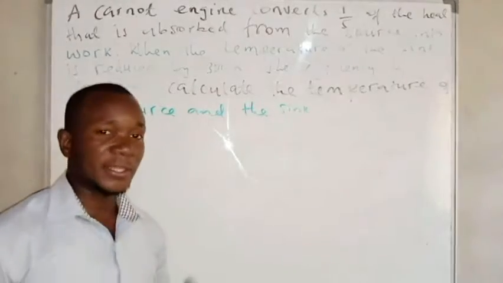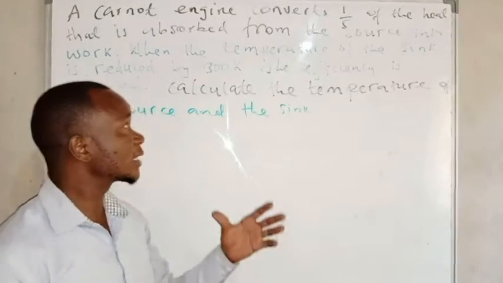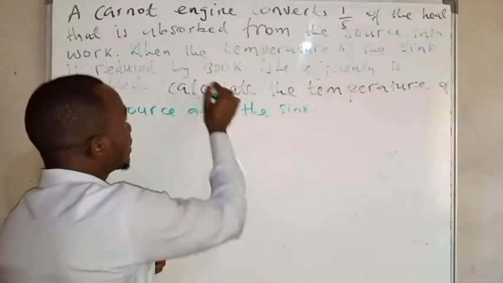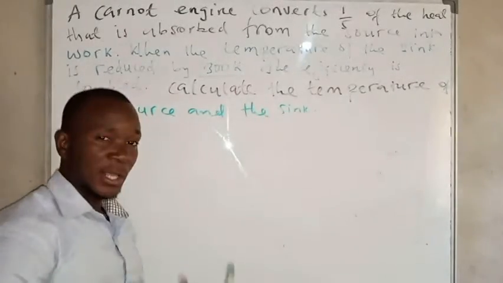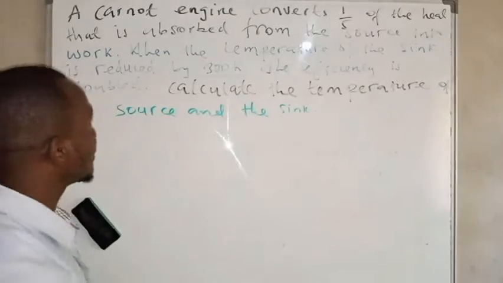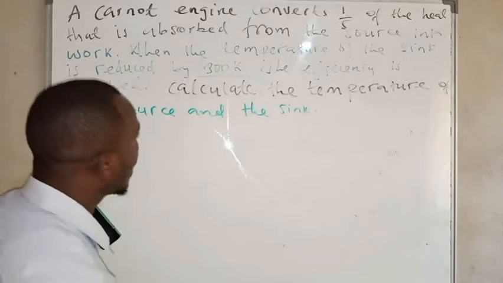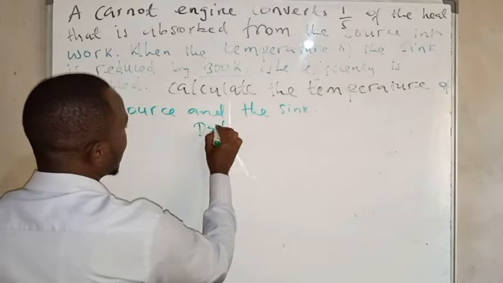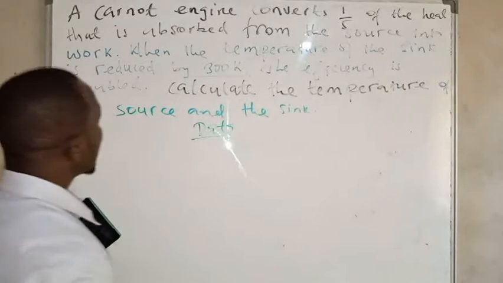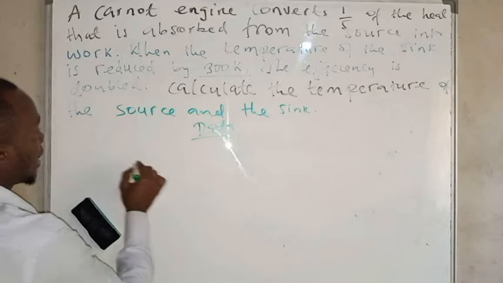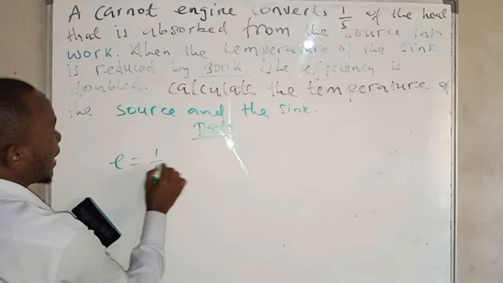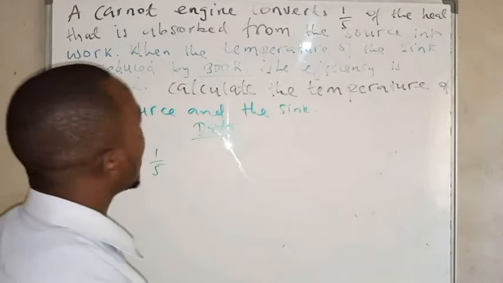So here, the data that we've been given is when the temperature of the sink is reduced by this, then the efficiency doubles. So let's try to carry out some analysis here. Let us analyze the data. The data that we've been given is the efficiency of the machine, which is 1/5. This is the efficiency.